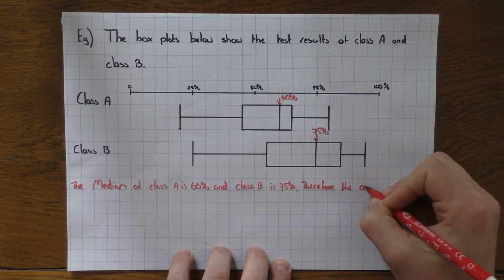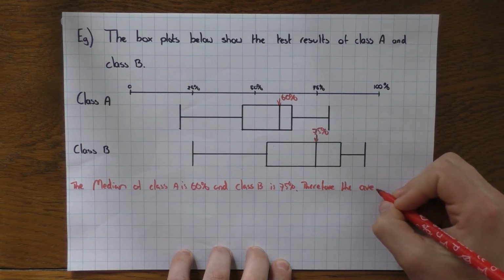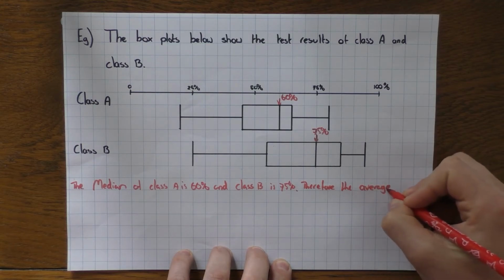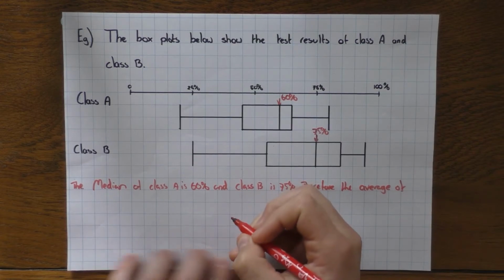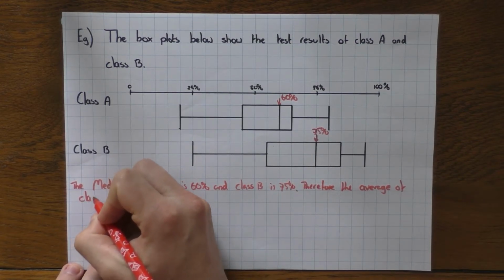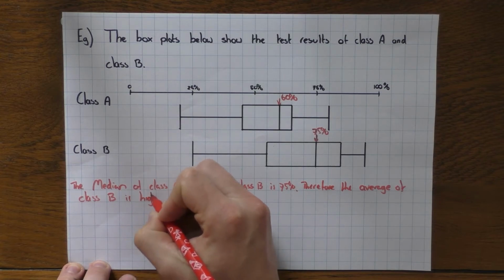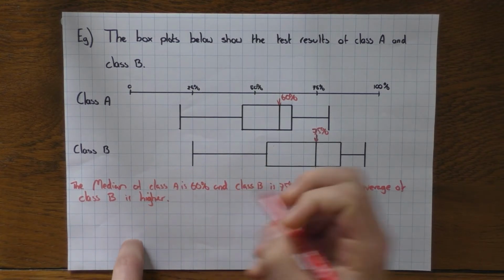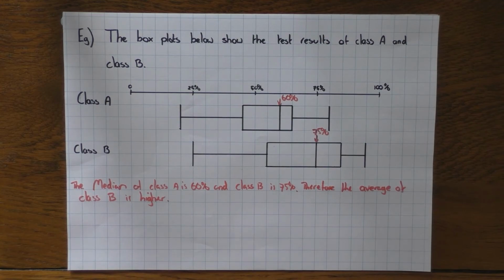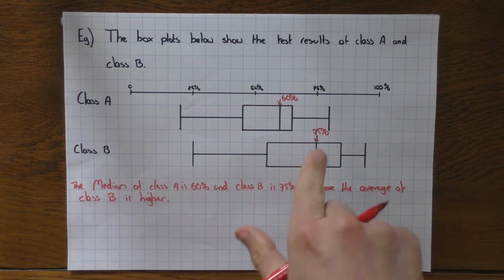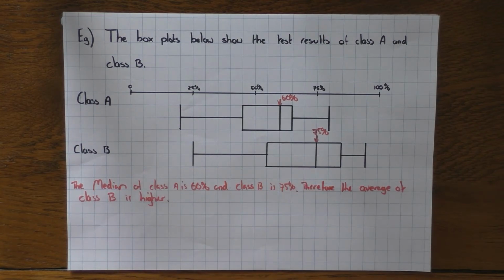the average, because remember the median is an average, therefore the average of Class B is higher. Okay, so I've worked out what the medians are and then made a comment about them. In other words, Class B has a higher average. 75% is obviously higher than 60. So that would get you 1 mark.